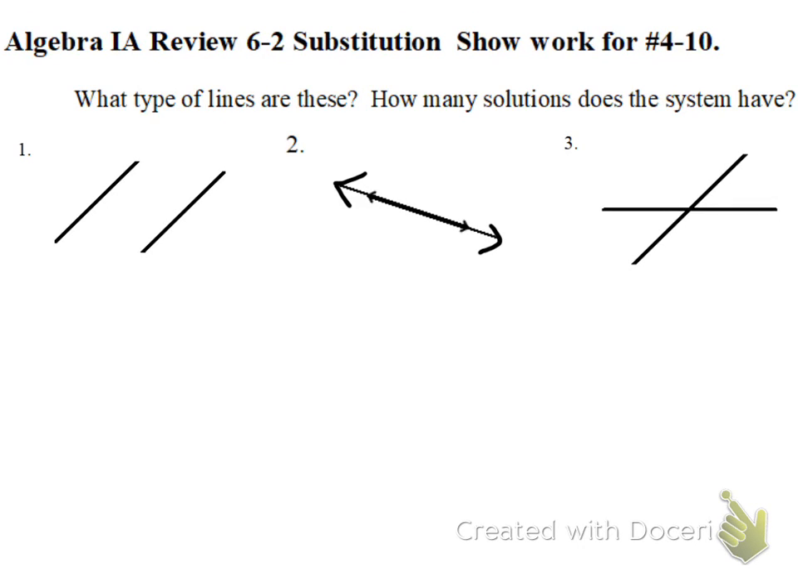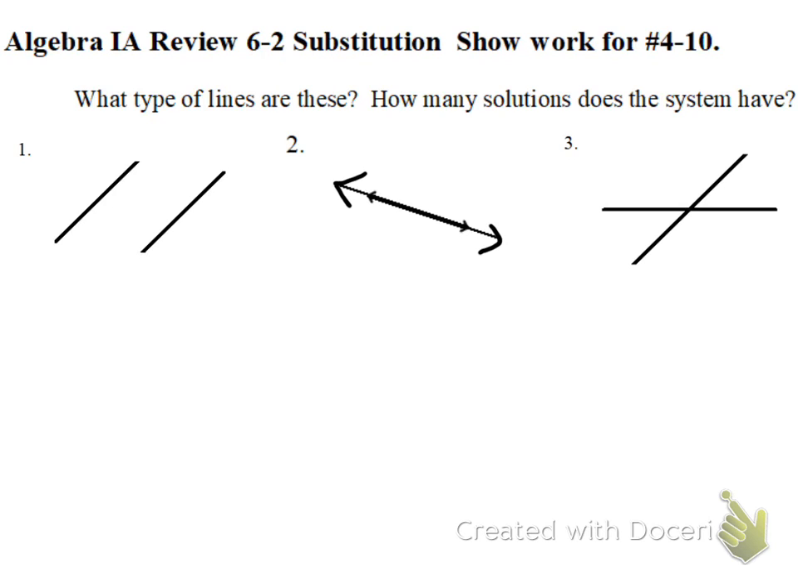Alright, so here we want to list the type of lines and then also how many solutions there are. So the first pair of lines are called parallel lines. They have no points in common, so there's no solution to that system.